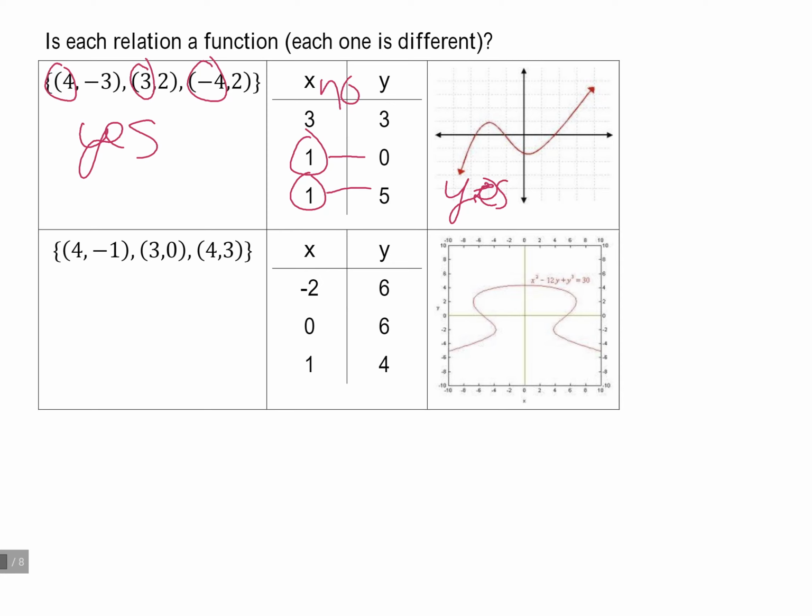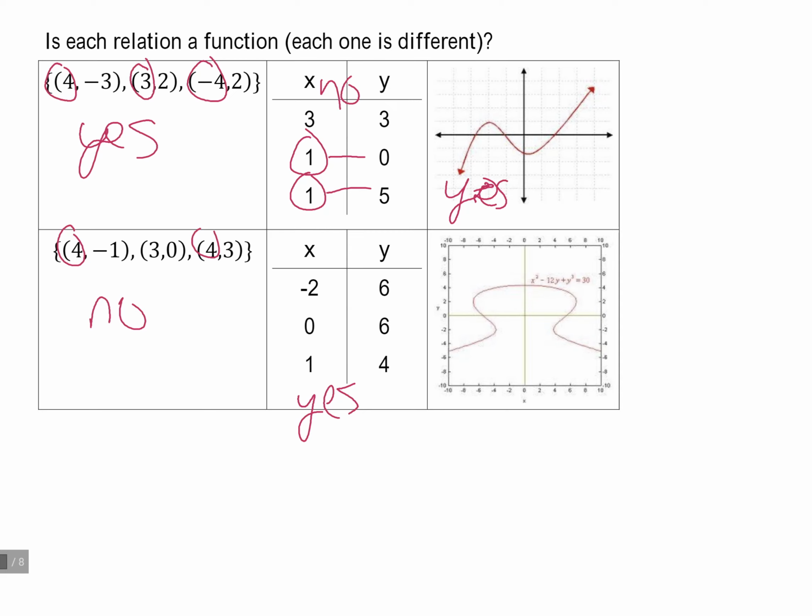We look at the x-coordinates, we see repeated 4s here. The answer is no. For the table, is this a function? Again, we look at the x column, we don't see any repeated x's there. We do see repeated y's, but that doesn't matter. We just look at the x's. We do not see any repeats, so that is a function.